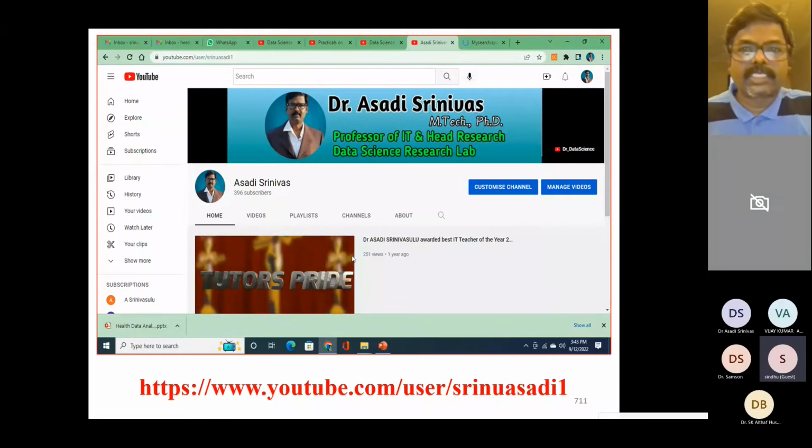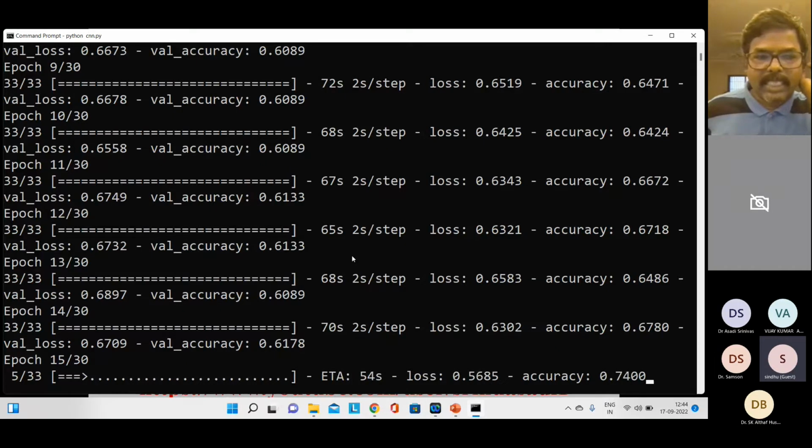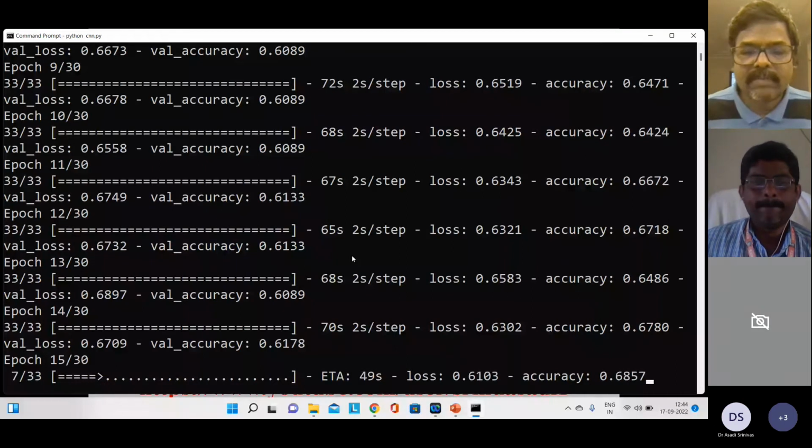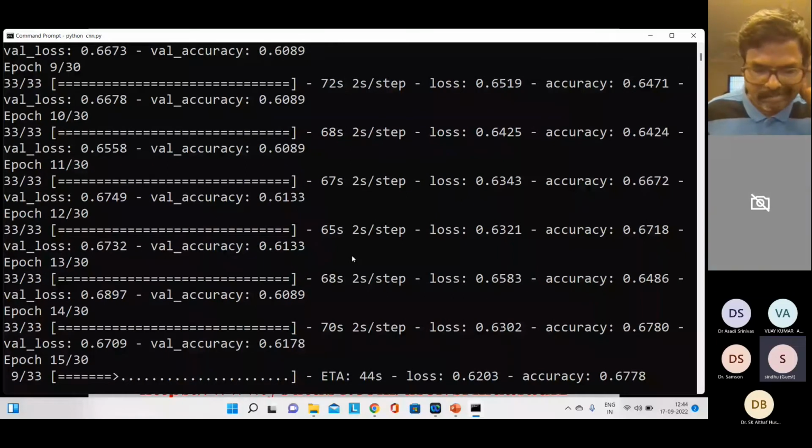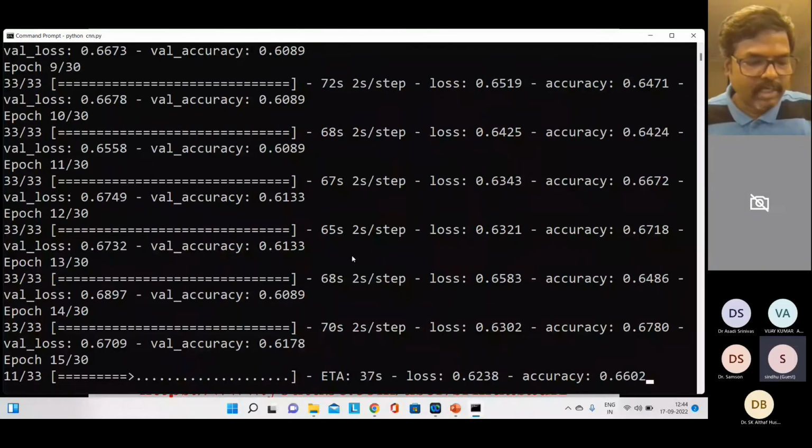Still, the monkeypox algorithm is still executing. See here, the monkeypox algorithm is still running because I have taken 7,000 images. That is the reason it is still executing. Okay. Next, any query?